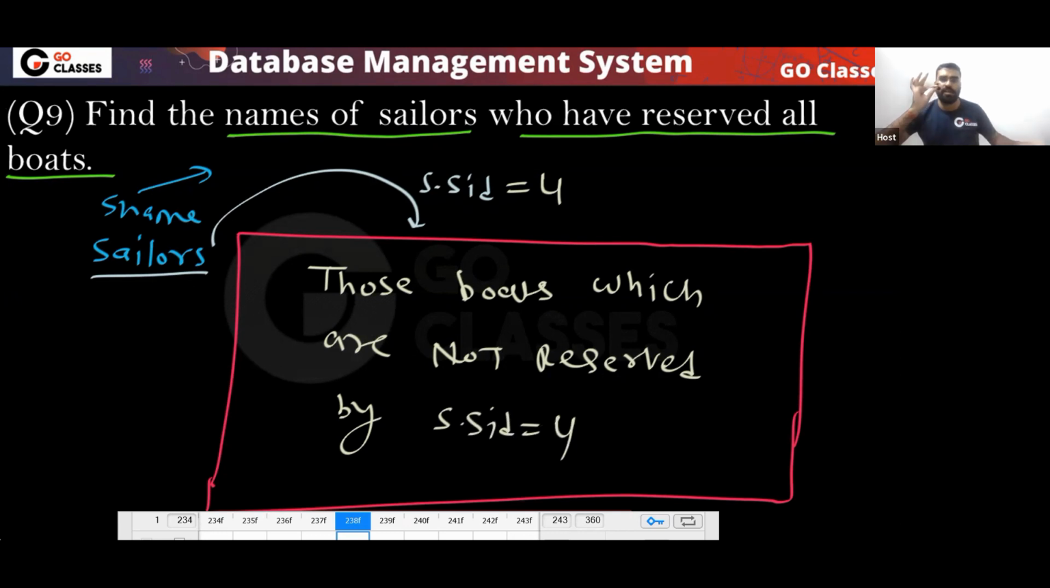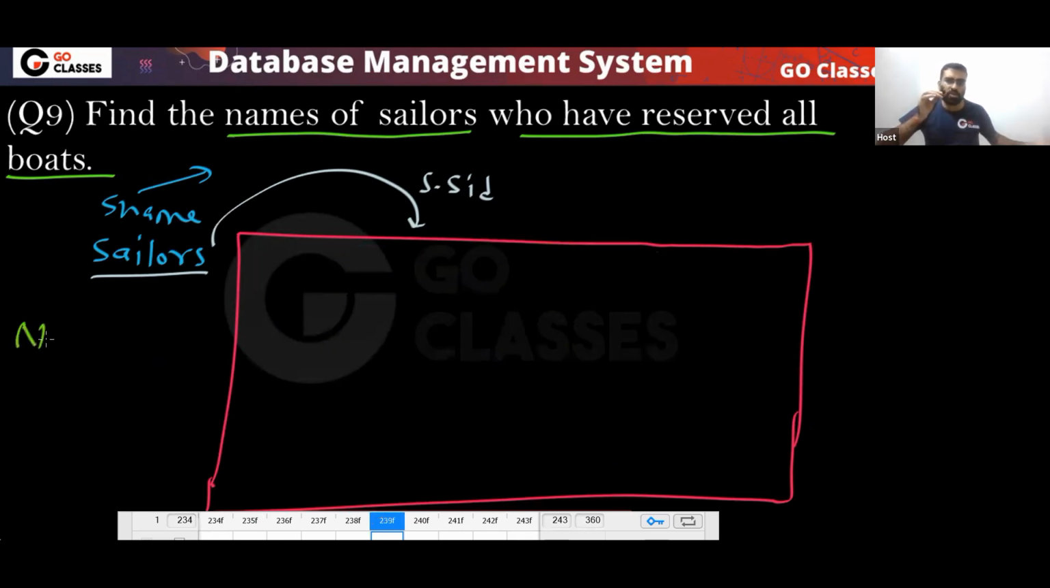Those boats you find. I want this to be empty or not? This should be empty. So I can put not exists. Yes or no? Agree or not? Is this clear? See, step by step, I'm telling you. I want this to be empty, so I will search for not exists. This type of boat should not exist.